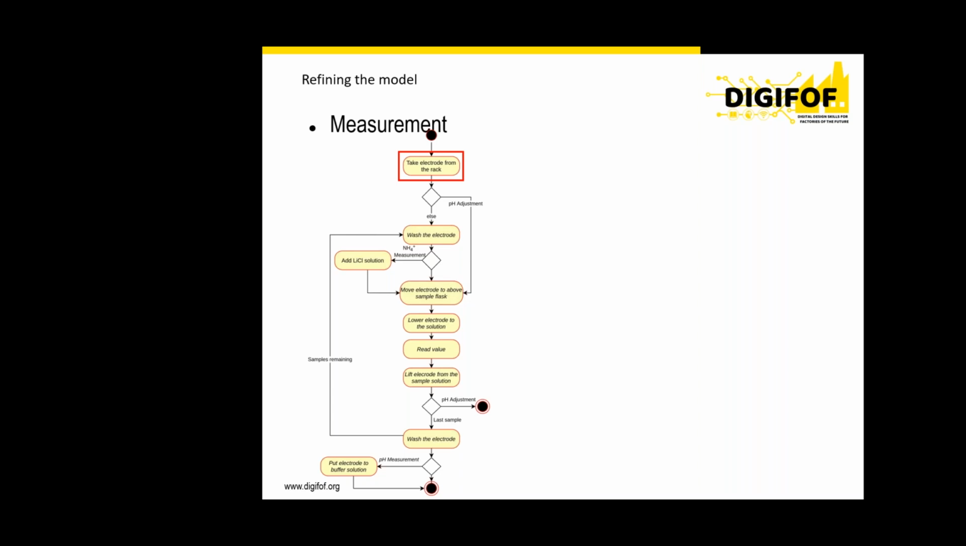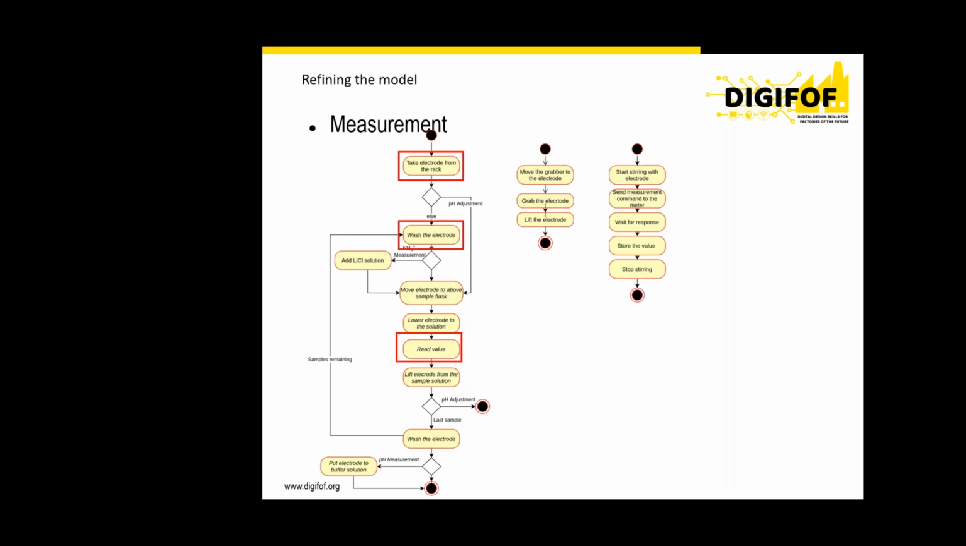So, take the electrode from the track. That would mean move the grabber to the electrode, grab the electrode, lift the electrode. Read value: start steering with electrode, send measurement command to the meter, wait for the response, store the value, stop steering. Direct commands to our system can easily be understood as code which we can run and execute.